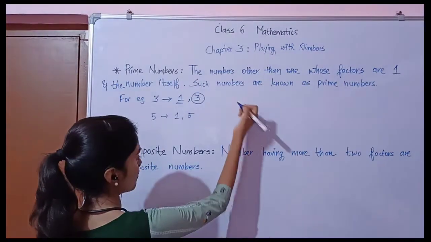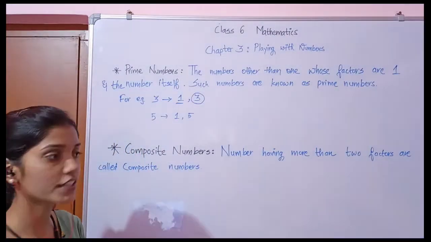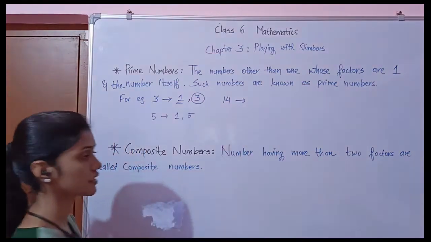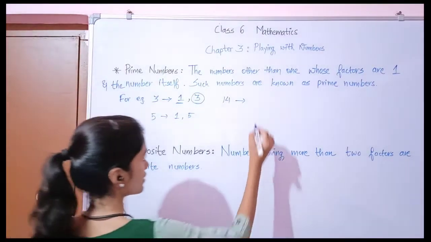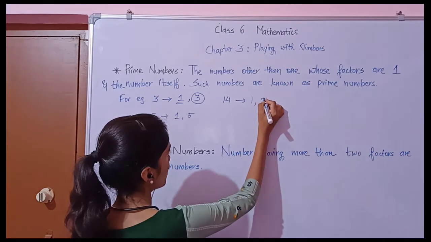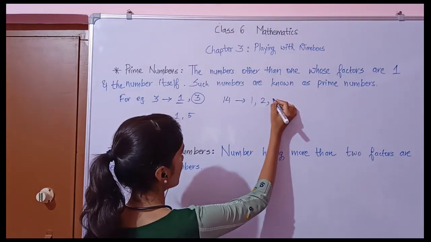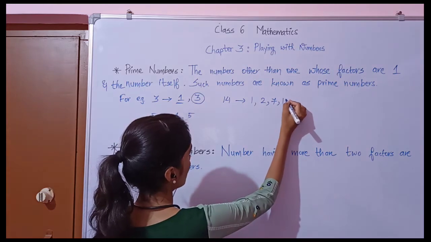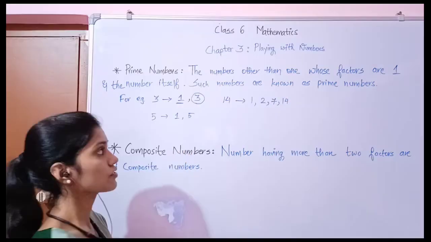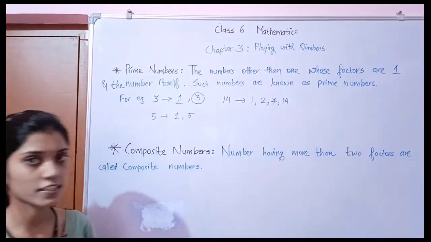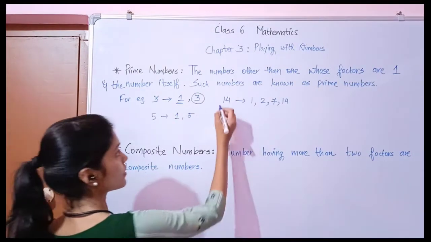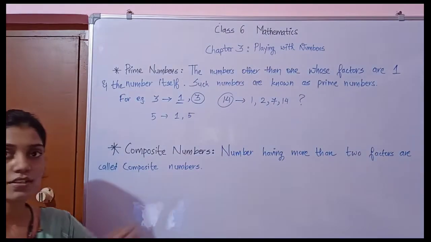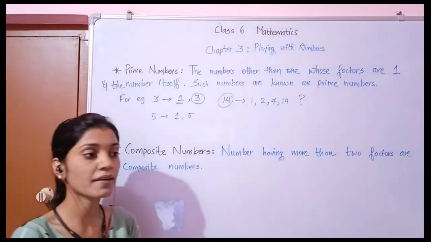Let's take another example. For example, if I take 14, now tell me the factors of 14. Let's see which are the factors. We know 1, 2, 7, 14. So these are the factors of 14. Now tell me whether 14 is a prime number or not. Is it a prime number? No, it is not a prime number.